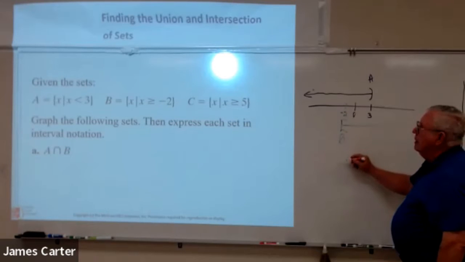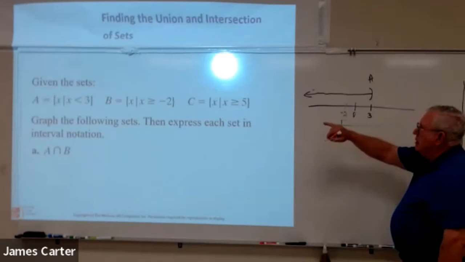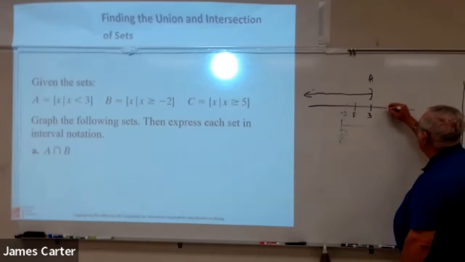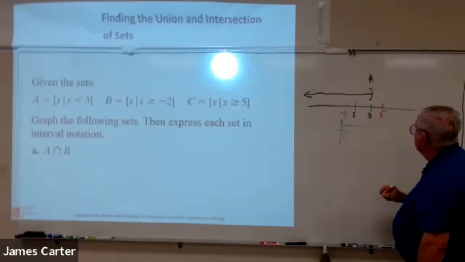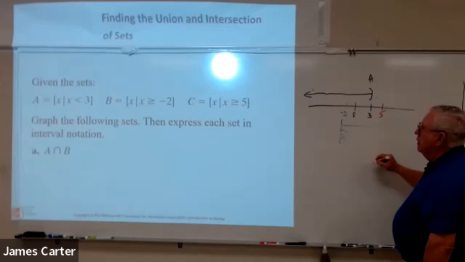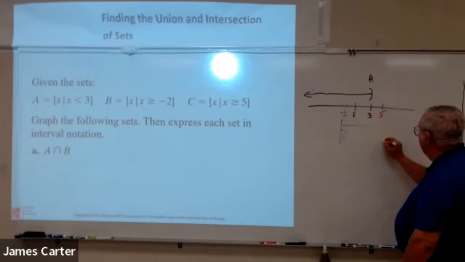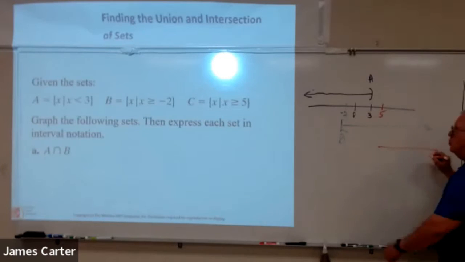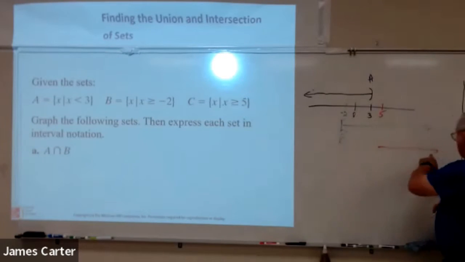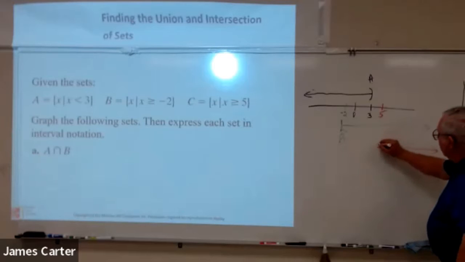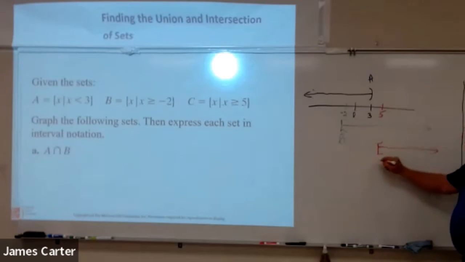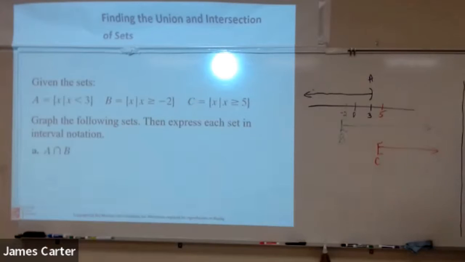Set C. X is the set of X values greater than or equal to 5. Well, if here's 3, then there's 5. And it's greater than or equal, my arrow has to go this way. And I've got to have the bracket. This is C. Now that's the graphing of those things. That's what those things mean.